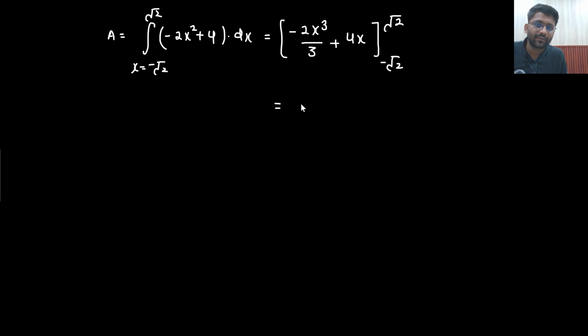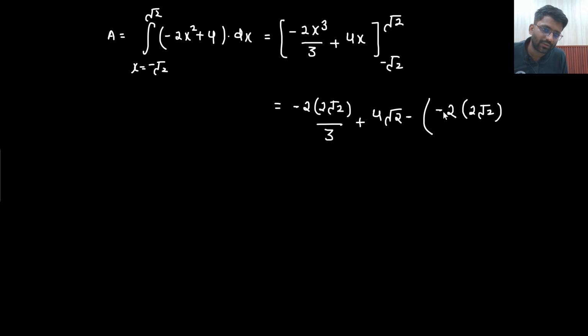Now put the limit minus 2, so 2 under root 2 with the negative sign, this will become plus, divided by 3. Okay, I am putting the plus limit, no, sorry. First I will put the plus limit. So minus 2 into 2 under root 2 divided by 3 plus 4 under root 2 minus 2, and then under root 2 cube would be 2 under root 2 with the negative sign divided by 3 minus 4 under root 2. Did you understand putting the limit?